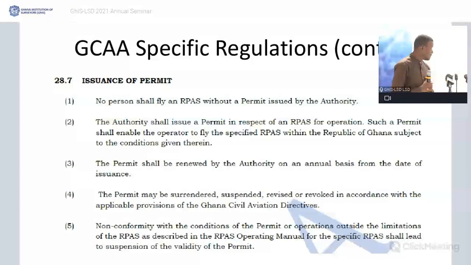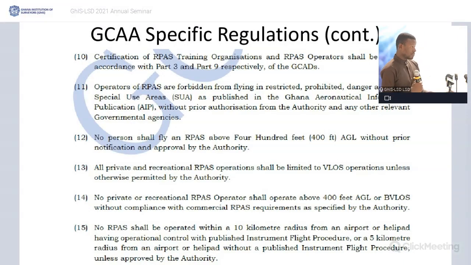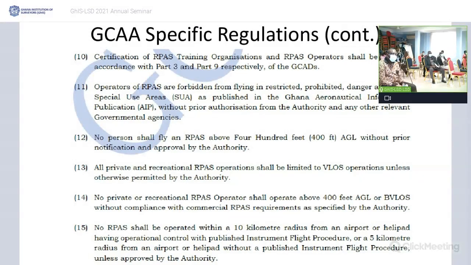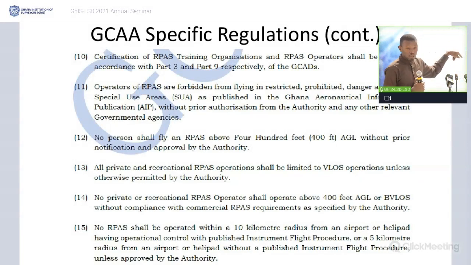So I'll zoom into some specifics. So these are some specifics that before you fly, you should have a permit from them. And then this permit, annually, you have to go and renew your permit to be able to fly. And then the certification, they have training that they give. You have to prove that you've been trained on the use of the drones. And then I talked about the flying within congested areas and then the security installations.